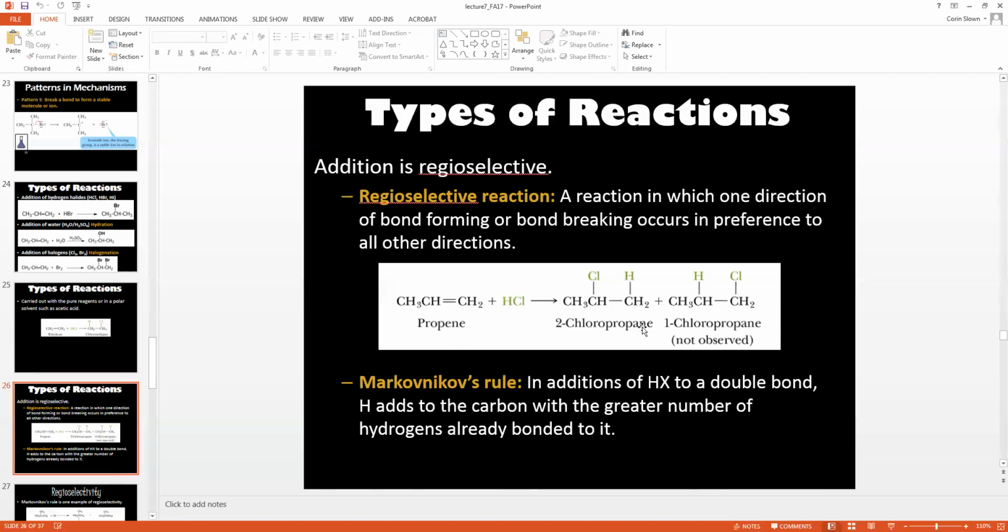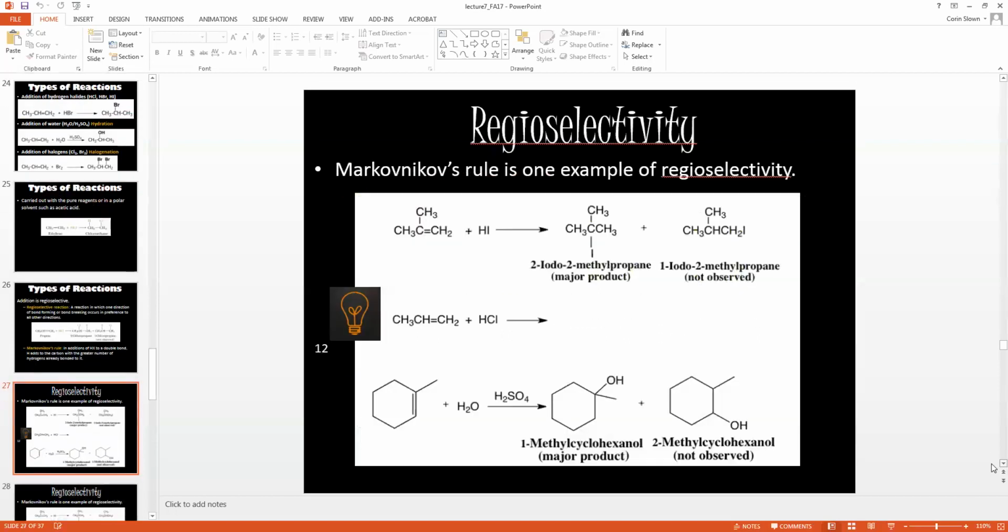Why is that? Well, if you think about it, the carbocation that is formed is going to be formed on the more substituted carbon prior to the addition of Cl-. So this is a far more stable carbocation than having the carbocation on a primary carbon. This is what we refer to as Markovnikov's rule. So in additions of HX, where X could be any halogen, to a double bond, H adds to the carbon with the greater number of hydrogens already bound to it, or the least substituted carbon. Markovnikov's rule is a great example of regioselectivity.